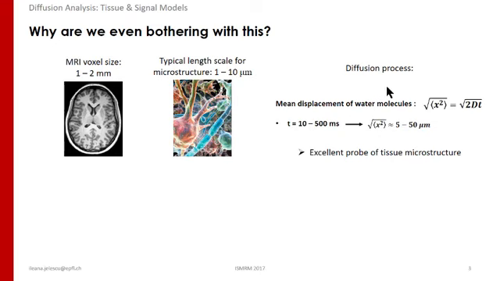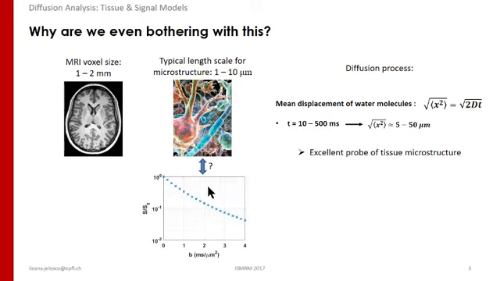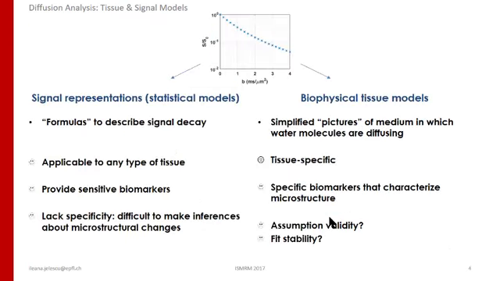Diffusion MRI is interesting because the diffusion length is roughly on the same order of magnitude as the typical microstructural features that we're after. So diffusion MRI is really an excellent probe of tissue microstructure. However, the problem is this very featureless signal, and that it's a very indirect probe of tissue microstructure. And then we have to put a lot of effort into analyzing this signal.